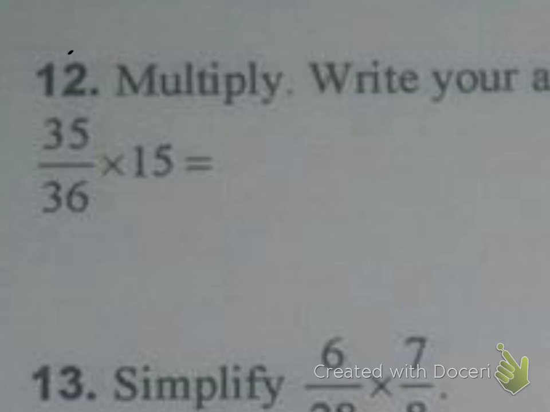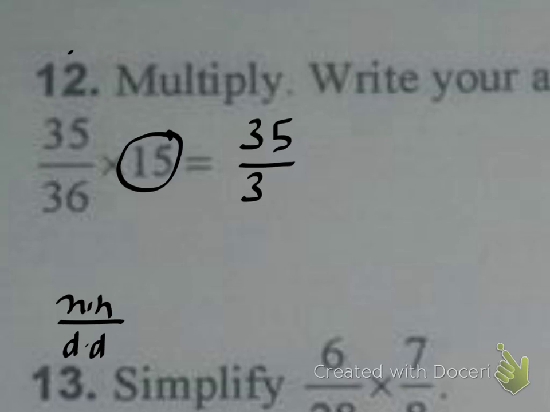For number 12, they want us to multiply and write our answers in the simplest form. To multiply fractions, we multiply numerator times numerator, and denominator times denominator. So we're going to have to make this 15 into a fraction. We do that by just putting 15 over 1, because a fraction is a division problem, and 15 divided by 1 is equal to 15.